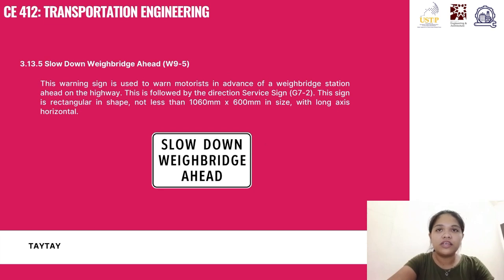Our last warning sign is the sign W9-5, slow down weighbridge ahead. This warns of a weighbridge station, usually for trucks, to ensure they are within weight limits. These signs help slow down heavy vehicles for safety and legal compliance.